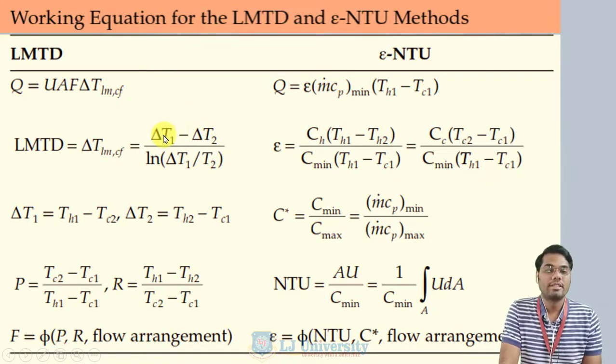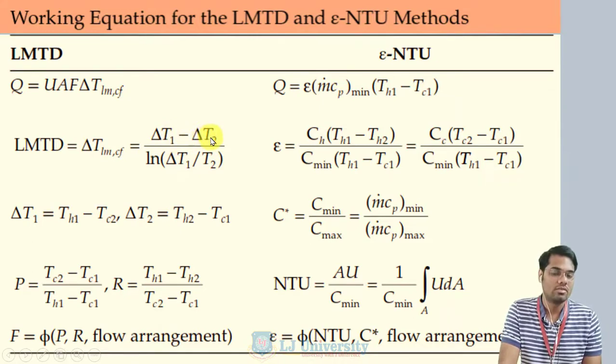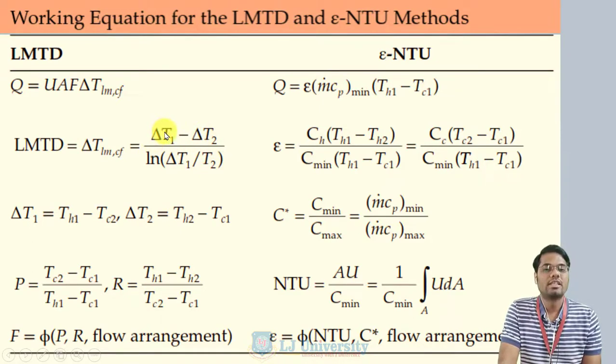For parallel flow heat exchanger, delta T1 is TH1 minus TC1, delta T2 is TH2 minus TC2. For counter flow heat exchanger, delta T1 is TH1 minus TC2 and delta T2 is TH2 minus TC1.